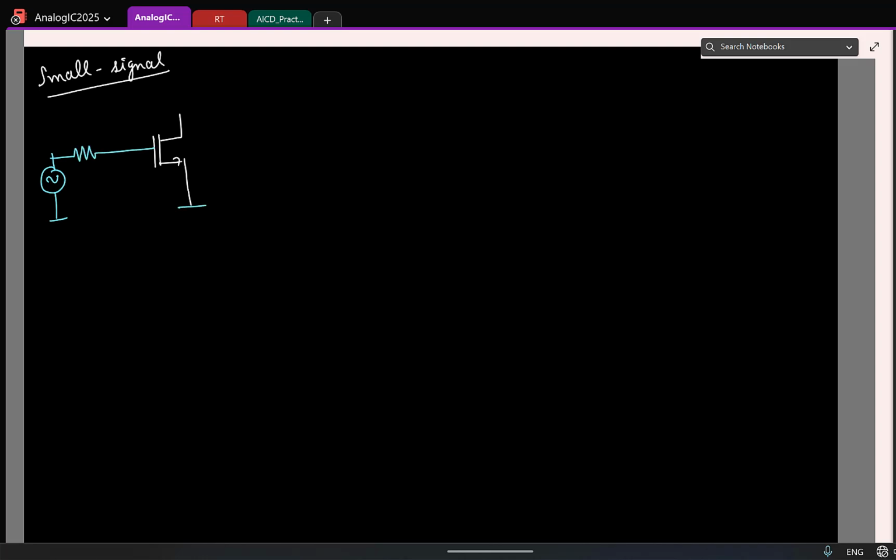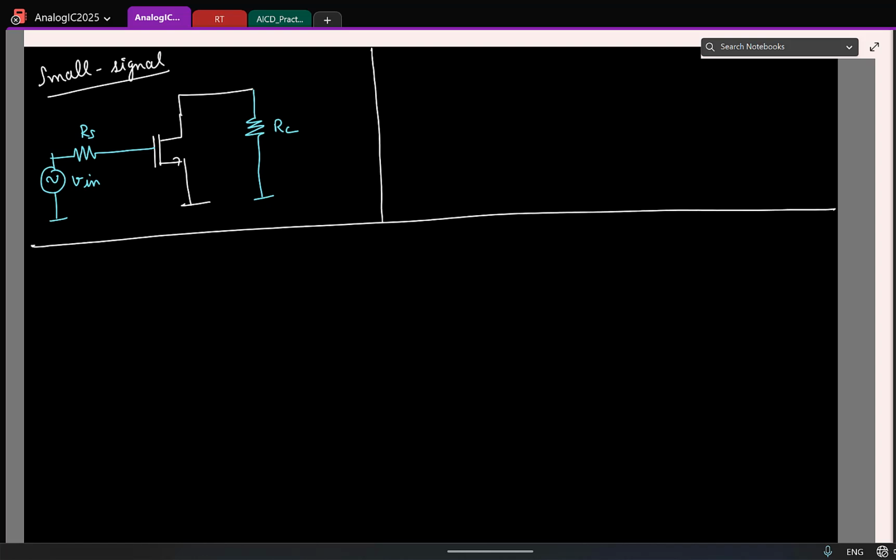I directly connect it, and then I have the load. I'm just redrawing the same amplifier we had, but this is only for small signals. But I have to make sure that the transistor is biased in which region? Saturation. So which means if I try to find the DC operating point, this should remain in saturation region.